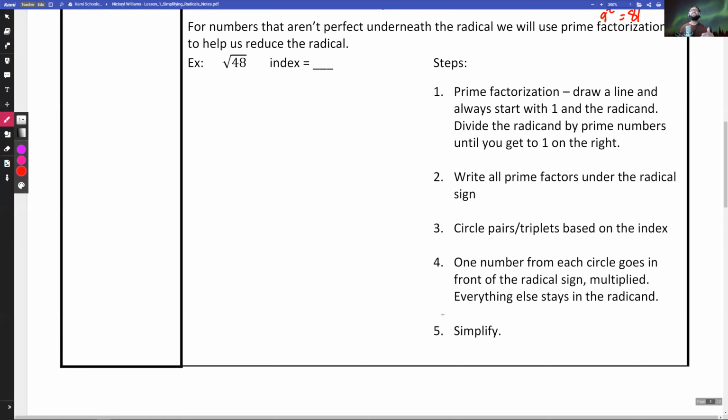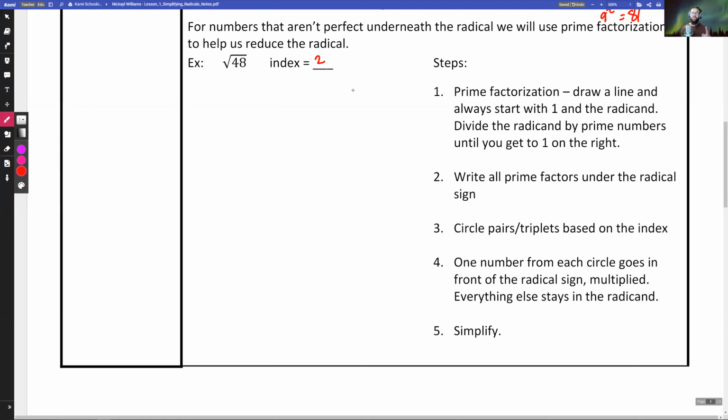When we don't have perfect numbers, such as this 48, we use what's called prime factorization. And the way that works, we're going to find what our index is first, okay? Our index here is not written, so we know our index is 2. If it is written, then you know it's going to be whatever is written there. That's almost not even really a step, but it's something that we have to keep in mind.